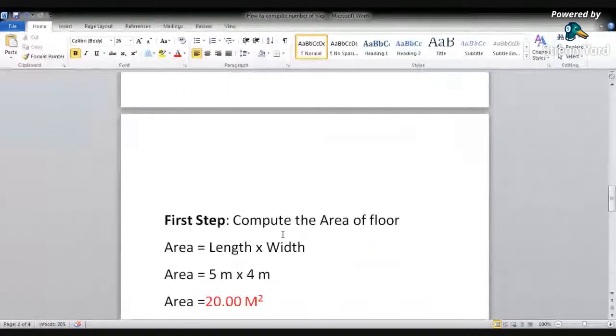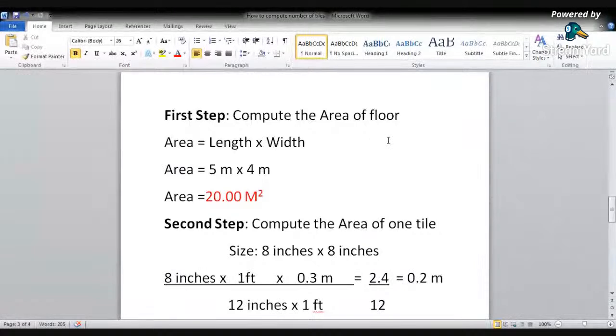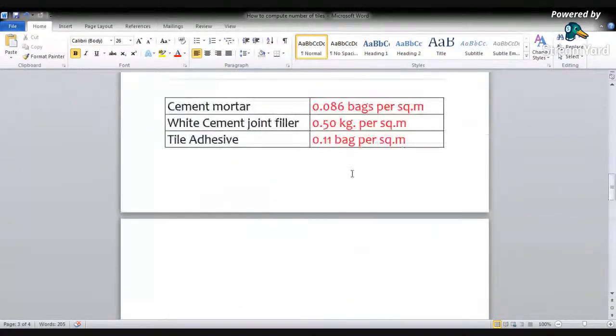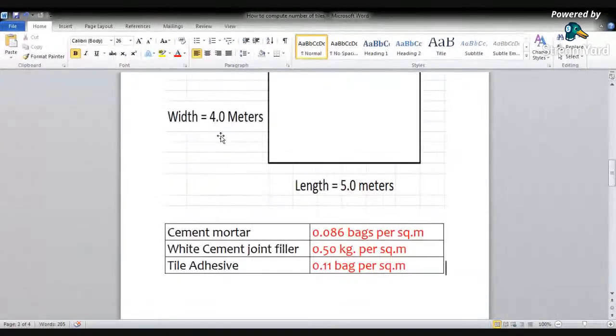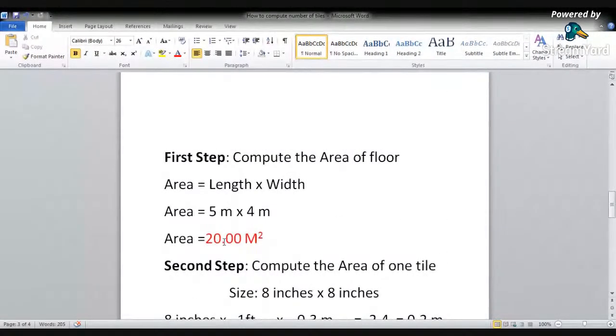Now, this is the first step. Compute the area of the floor. So area is equal to the length times the width. The length is 5 meters times the width of 4 meters. So the area is equal to 20 square meters. Take note, area is computed in square meters. So 5 meters by 4 meters is equal to 20 square meters.